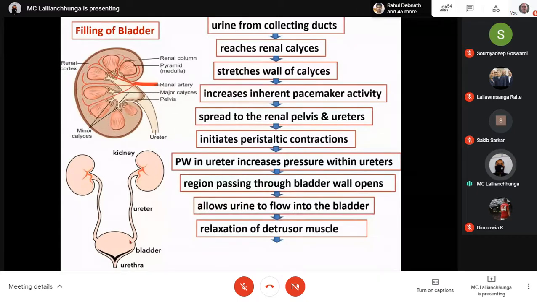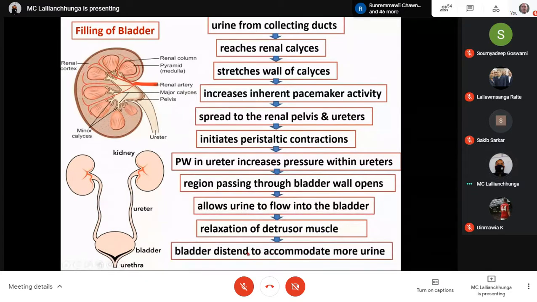Okay, and during this filling phase, as you know, the urinary bladder is relaxed. Okay, that means the detrusor muscle that we discussed yesterday, the muscles of the urinary bladder, will relax. Okay, they will relax so that the bladder can accommodate the urine which is coming from the kidney through the ureter.